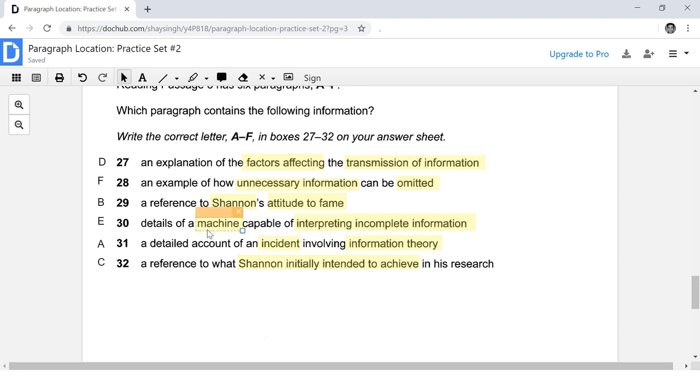It's talking about details of a machine, a laser, that is capable of interpreting incomplete information. Incomplete information as in, for example, on a crumpled bag of crisps. Okay, that is incomplete information. So the laser can still read it, even though it's incomplete. So I hope all of that makes sense for you.